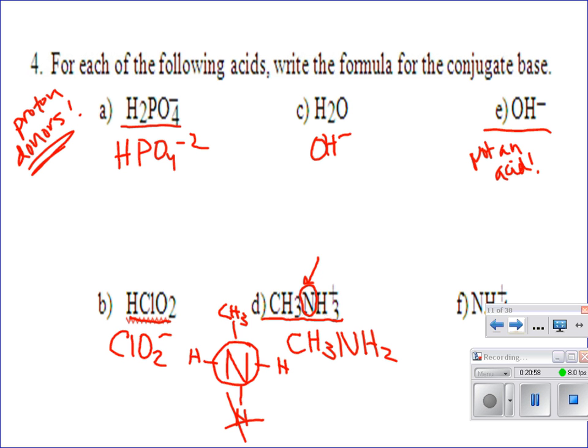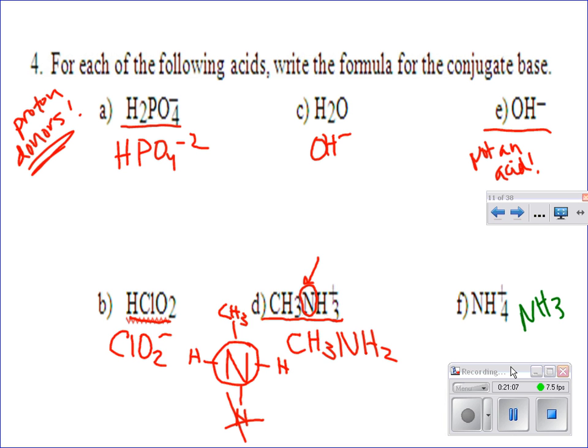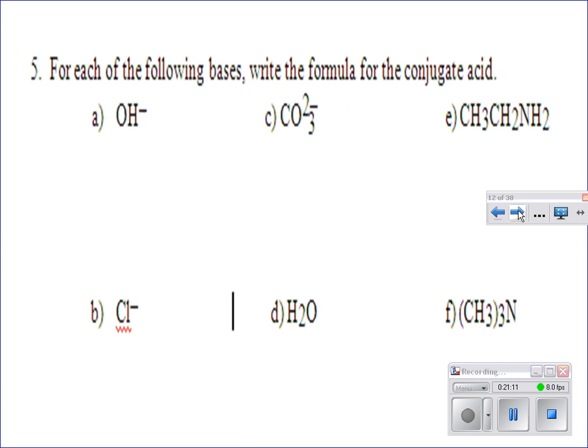Okay, and the last one, NH4 plus, the ammonium ion. What does it become? Ammonia. Good. All right, next slide. Now we're going the other direction for each of the following bases. So bases are proton lovers. What are they? Proton acceptors. I don't know if I spelled acceptors right. I really can't spell. So what does OH minus become?